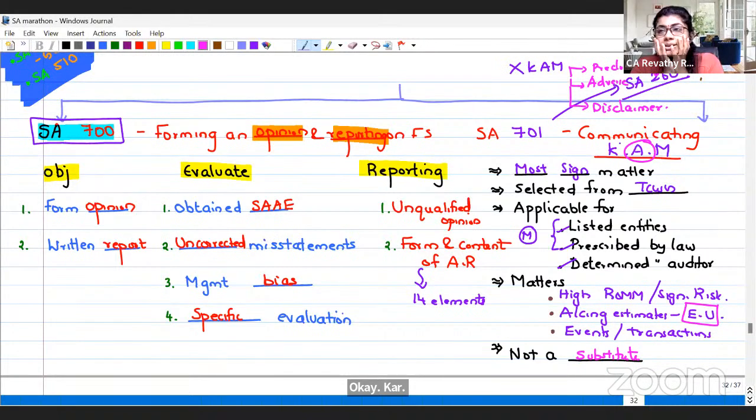Significant to the users is in 706. And I'll say it like this: 700, you will give a clean opinion. 701, most significant to the auditor. Misstatements or unavailability of evidence in 705. And 706, it's not a misstatement, but still you want to let users know.